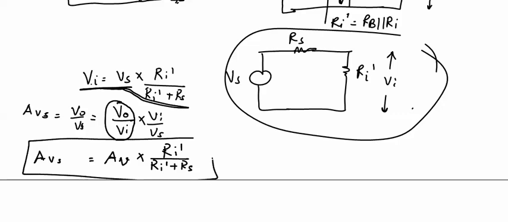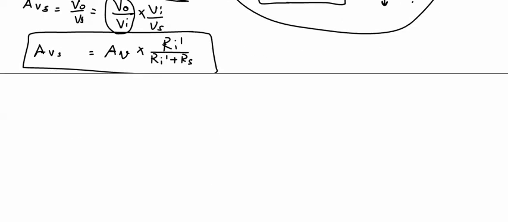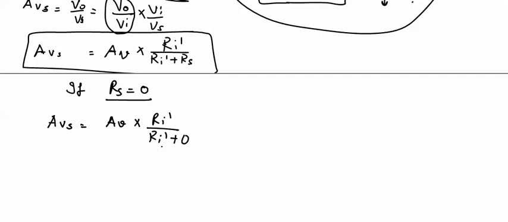If this AVS equal to V naught upon Vs is asked to calculate. Now if source resistance Rs is 0, if not given in the problem, in this case AVS will be equal to AV into Ri dash upon Ri dash plus 0, which will be equal to AV. So if source resistance is not used in the problem, AVS and AV both will be the same.